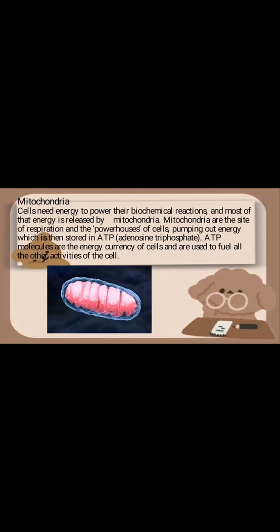Next is the mitochondria. Cells need energy to power the biochemical reactions, and most of that energy is released by mitochondria. Mitochondria are the site of respiration and the powerhouses of cells, pumping out energy which is then stored in ATP, which is the adenosine triphosphate. ATP molecules are the energy currency of cells and are used to fuel all the other activities of the cell.